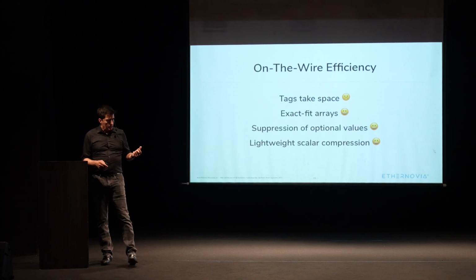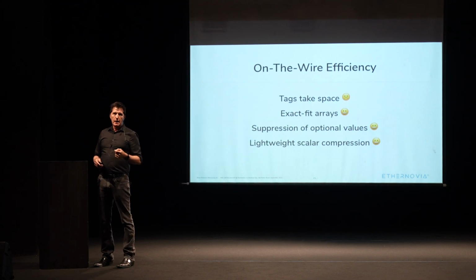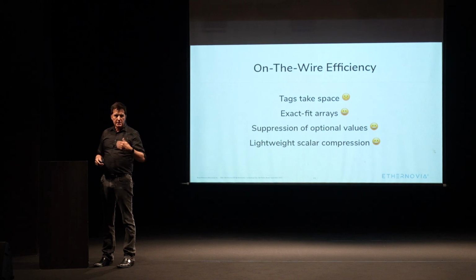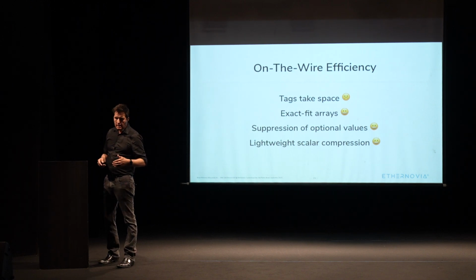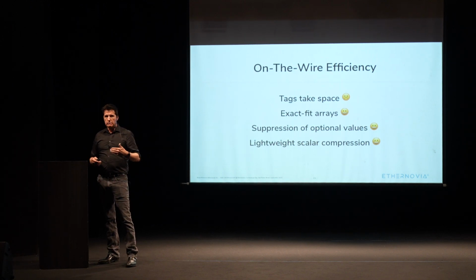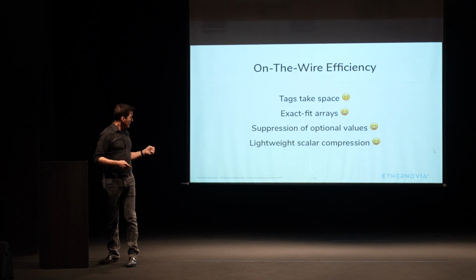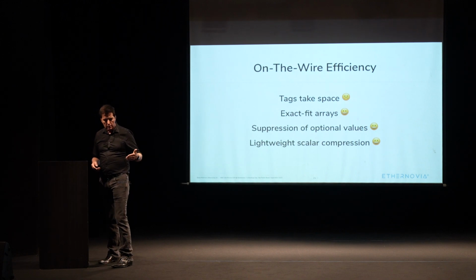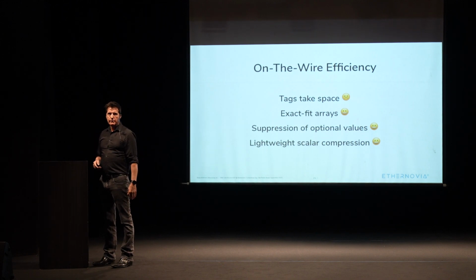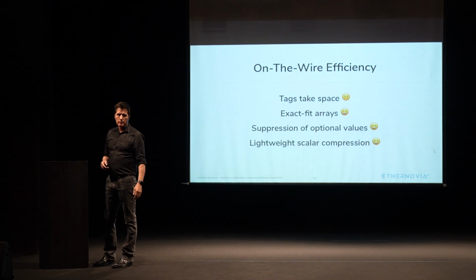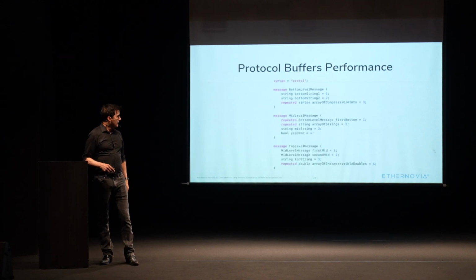The variable ID values allow for the suppression of optional variables. So if a variable is not set to a value, there's no reason to transmit it. The receiving system will detect this case and will either substitute a reasonable default value or will throw an exception. And finally, protocol buffers in particular supports the compression of integers, reducing the serialized byte string length.